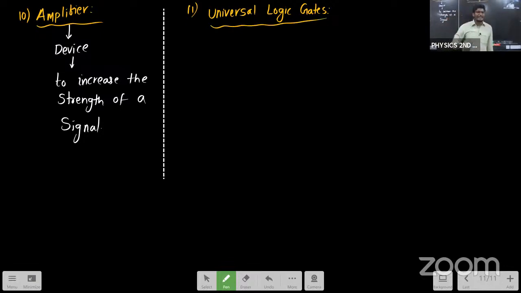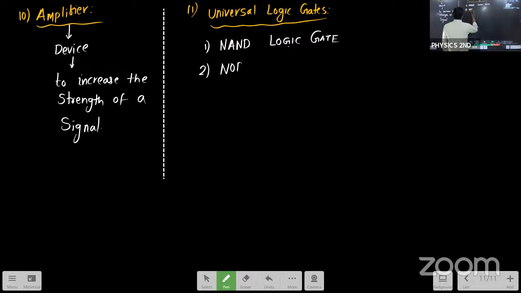What are the gates? AND gate, OR gate, NOT gate. Those are the fundamental gates, the basic logic gates. And what are the combinational gates we have? NAND gate, which is a combination of AND gate and NOT gate. And we have NOR gate, the combination of OR gate and NOT gate. So what are the universal logic gates? First one is NAND logic gate. And the next universal logic gate is the NOR logic gate.